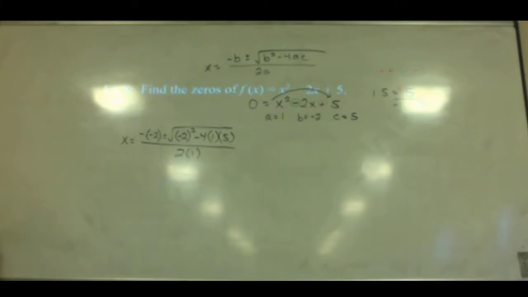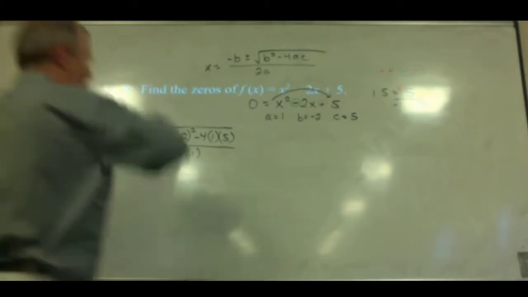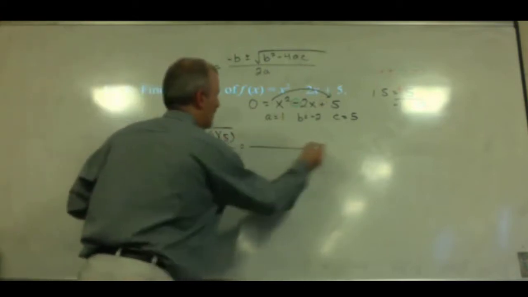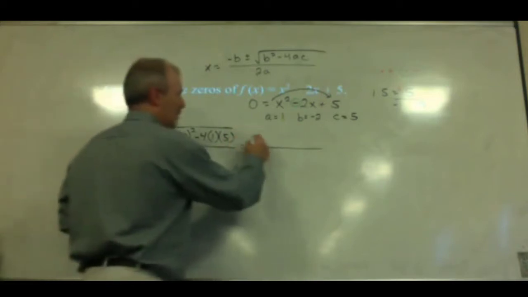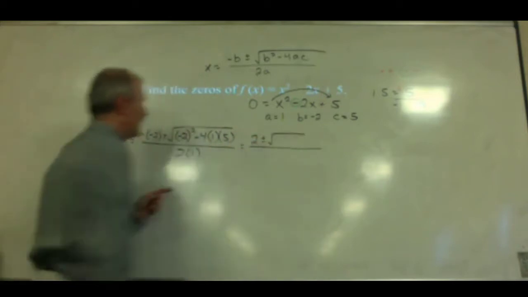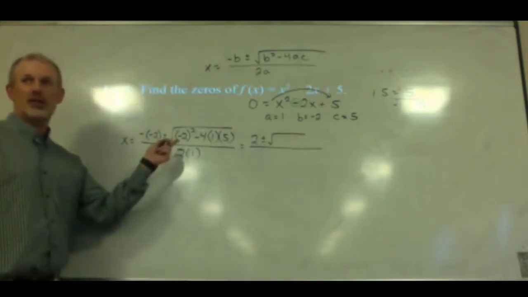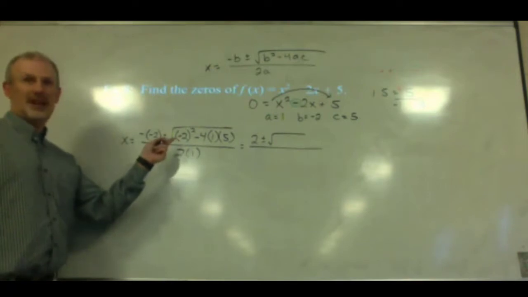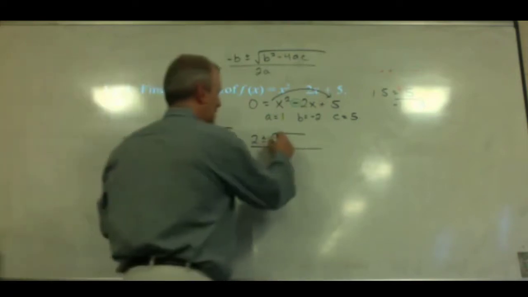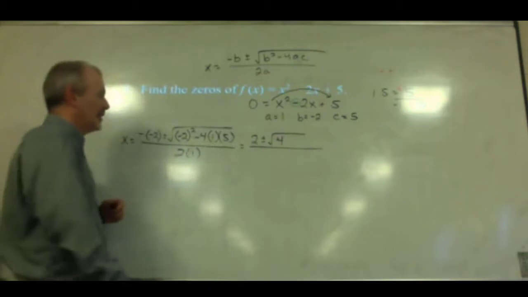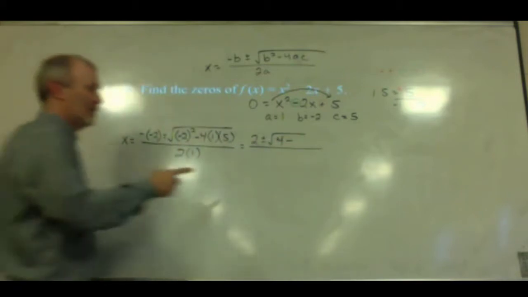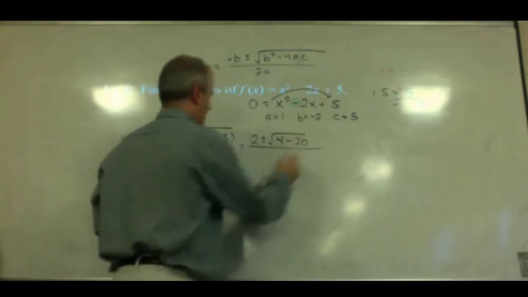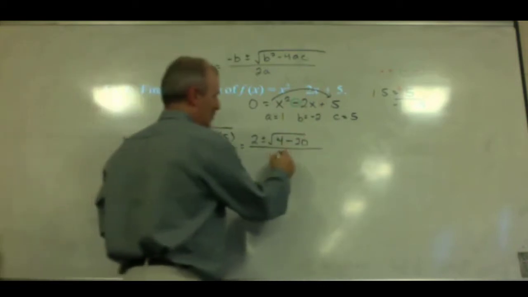Everybody good so far? All right, let's start simplifying. What is the opposite of negative 2? 2 plus or minus the square root of. What is negative 2 squared? Positive 4. Remember, that'll always be positive because you're squaring it, multiplying it by itself. Minus, and what is 4 times 1 times 5? 20. Okay, and on the bottom we have 2.